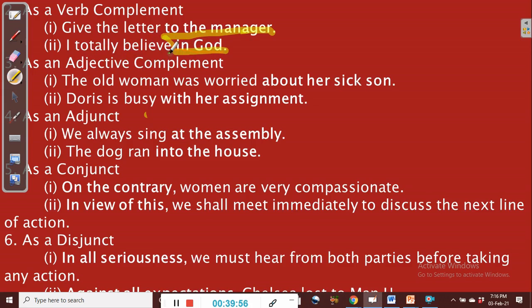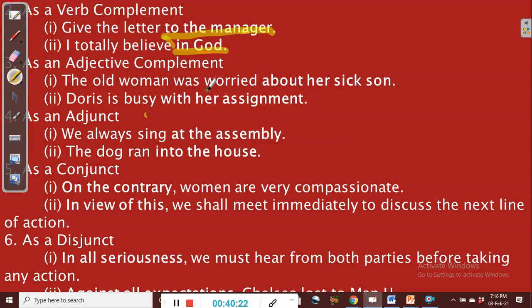If I say I totally believe and you ask me in whom, I say in God. It's either believe what or believe in who or in what. So something has to complete the meaning of the verb here, and that's what we mean by the verb complement. Now, the next one, as an adjective complement.